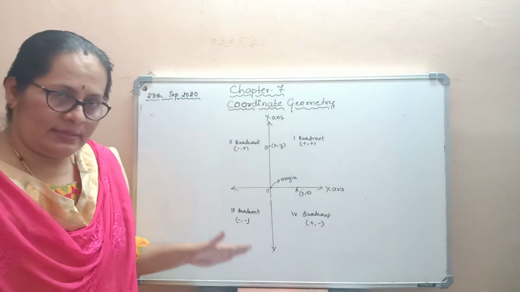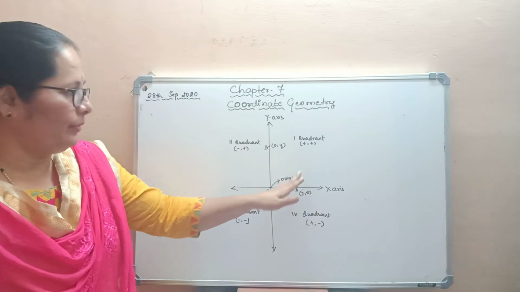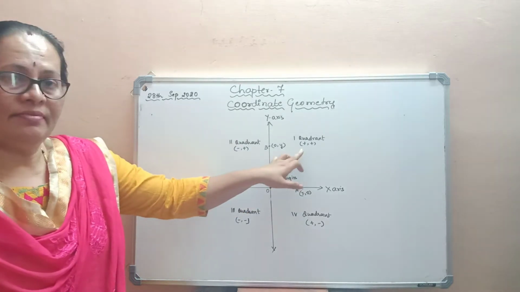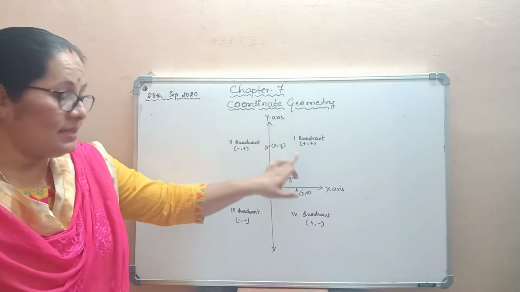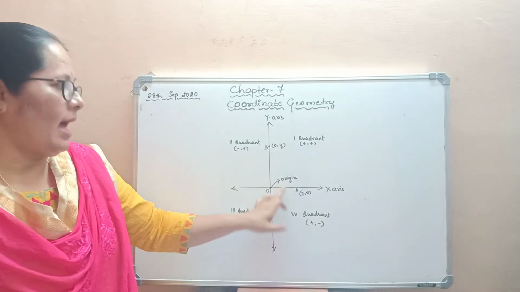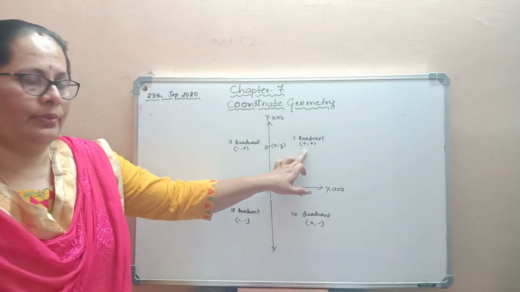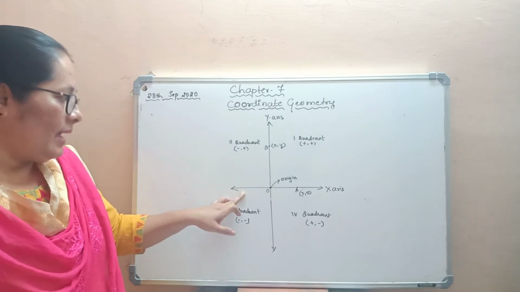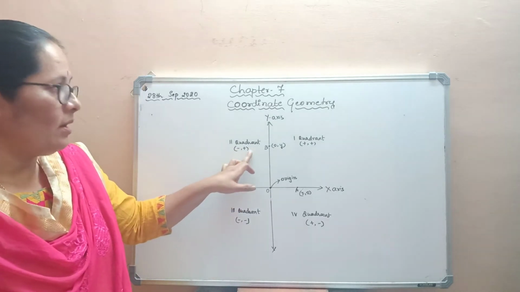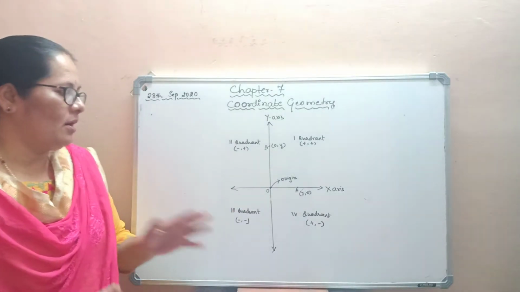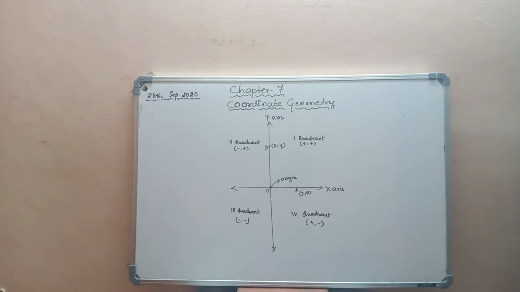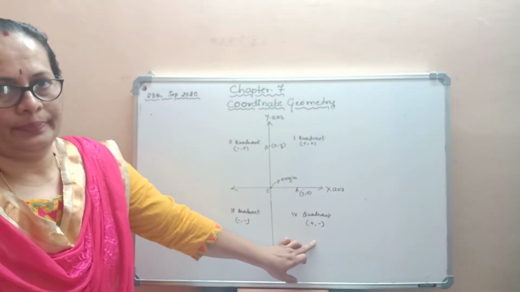And these reference axes divide the plane into 4 parts that we call the first quadrant, second quadrant, third quadrant and fourth quadrant. In the first quadrant, both x and y coordinates are positive. In the second quadrant, the x coordinate is negative and the y coordinate is positive. In the third quadrant, both x and y coordinates are negative. And in the fourth quadrant, the x coordinate is positive and the y coordinate is negative.